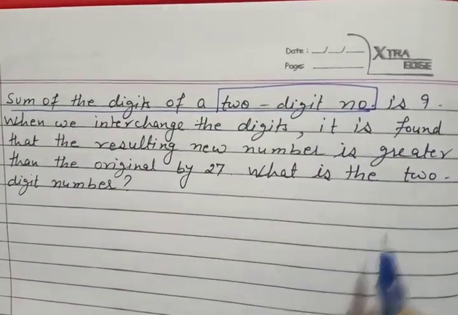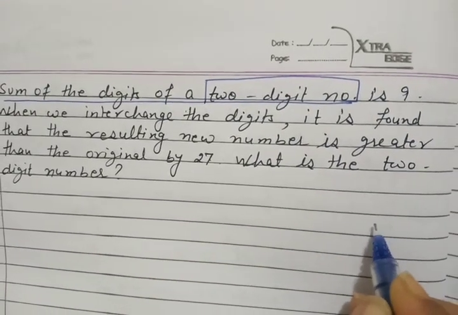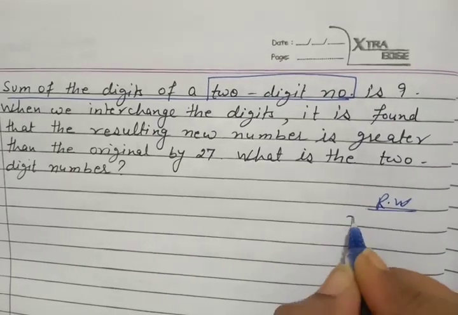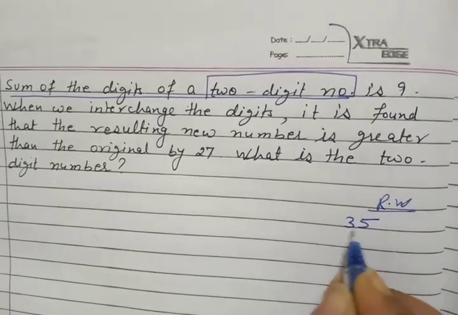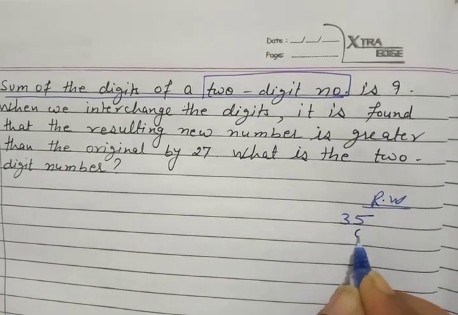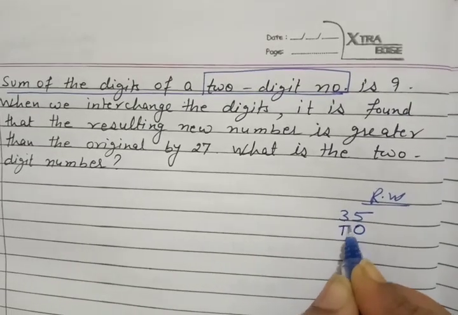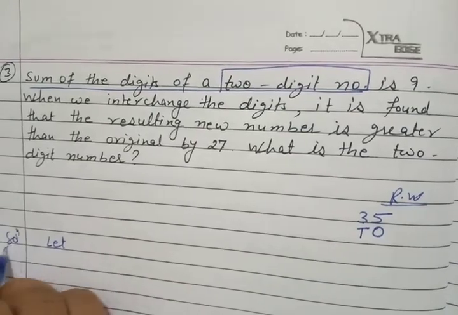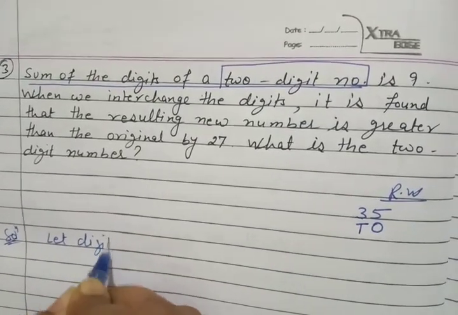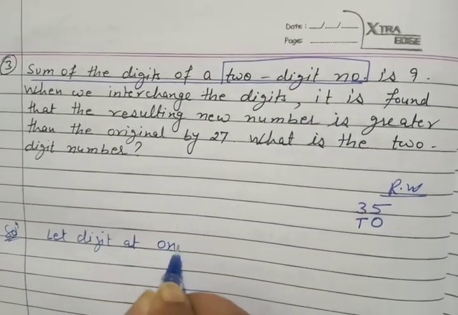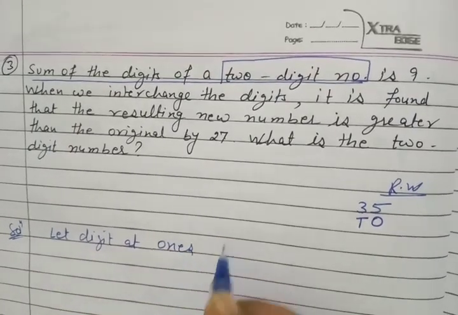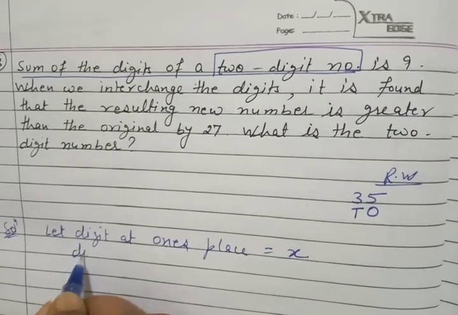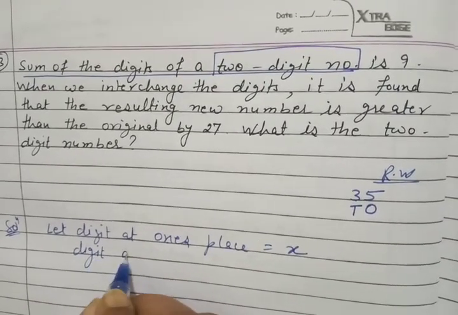2-digit number. As you know, this is rough work. Suppose I write 35. How many digits? 2 digits. This is at the ones place, this is at the tens place. So we will suppose, let the digit at the ones place, not number, digit, be equal to x, and the other digit which is at the tens place.